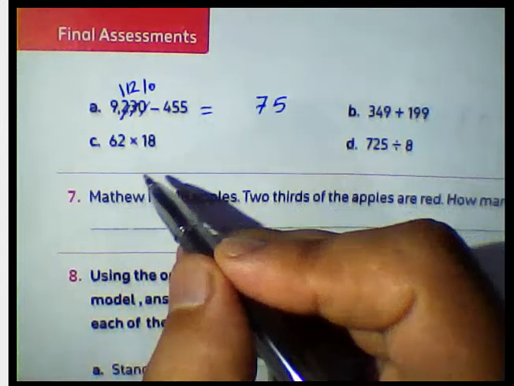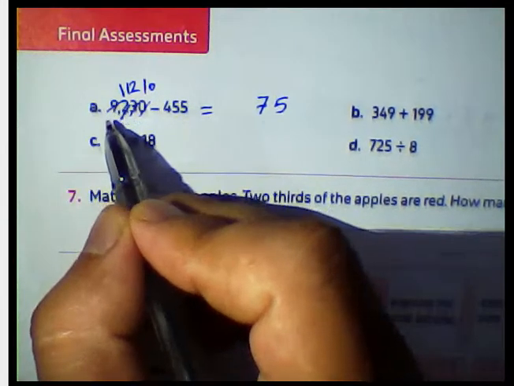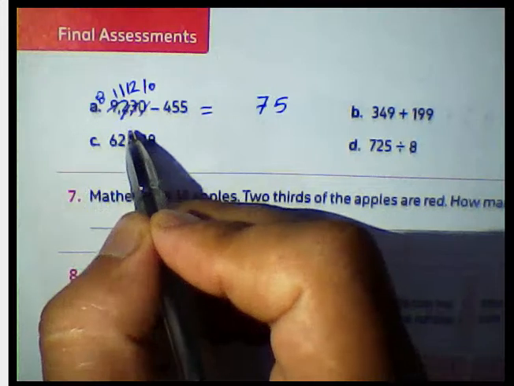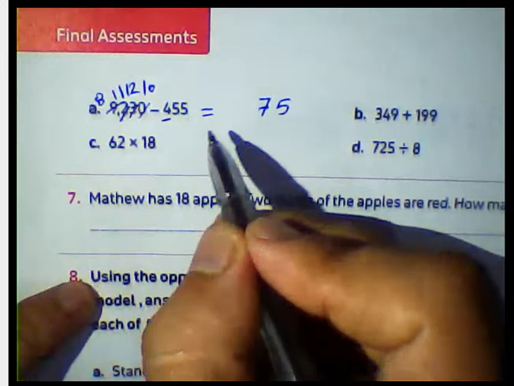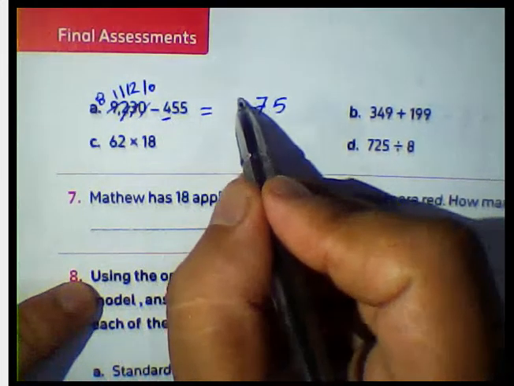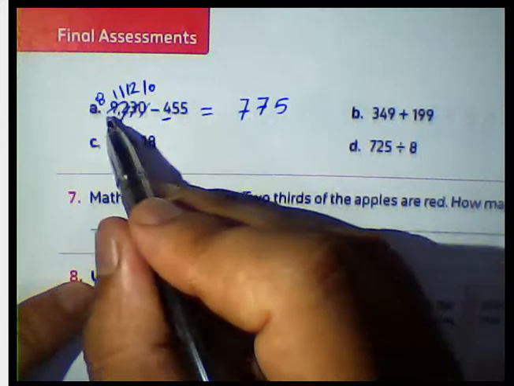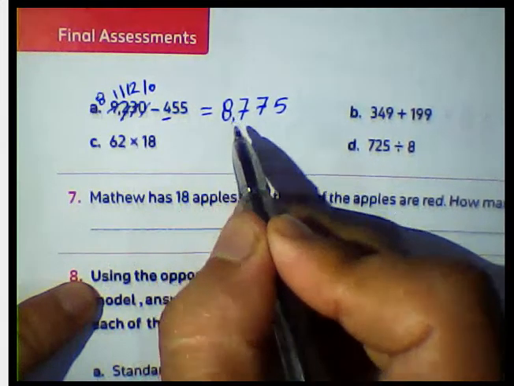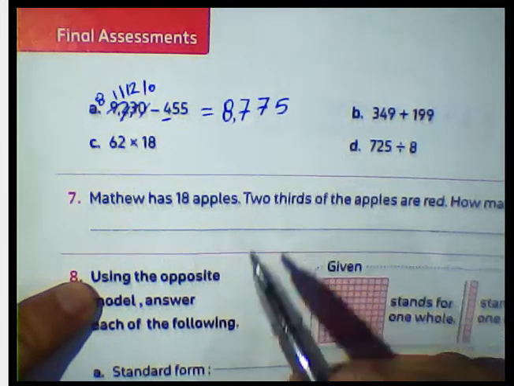1 subtract 4, we can't do it. We can borrow 1 from 9, which will be 8, and 1 will be 11. 11 subtract 4 equals 7 because 7 plus 4 equals 11. 8 subtract 0 equals 8. So the result will be 8,775.